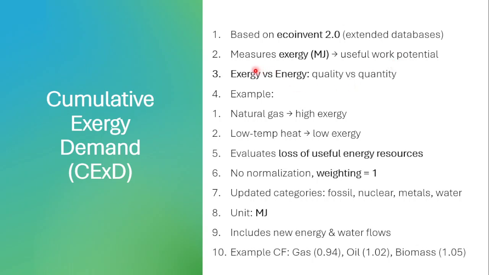So, as I explained to you, exergy concerns the quality of energy, and energy concerns the quantity of energy. For example, if you burn natural gas, because the heat has a higher source temperature, it has a higher exergy. In contrast, lower temperature heat, such as low geothermal thermal energy, has a lower exergy because it has a lower temperature. And also, as you know, exergy evaluates the loss of useful energy resources.